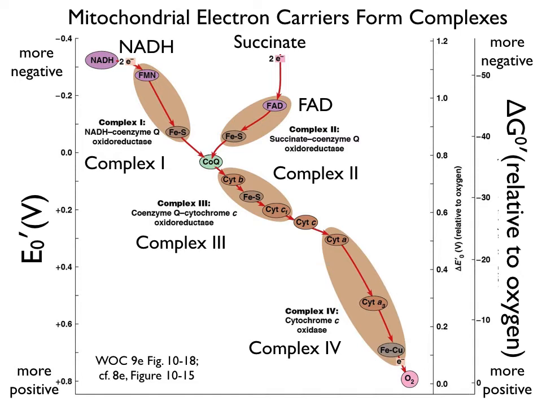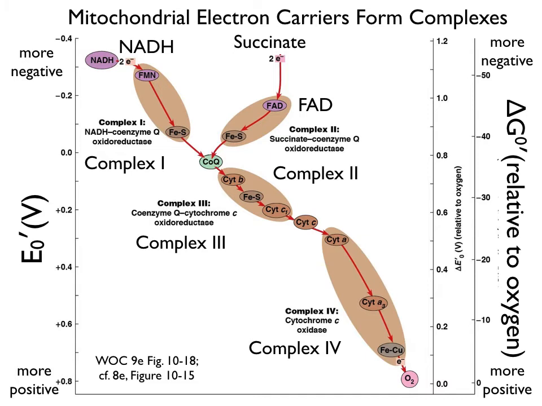So our friend NADH is up at the very top. It has the most negative electrode potential. And you can see then that it is part of one of the complexes in electron transport, complex number 1. NADH, given its standard electrode potential, is going to want to give up electrons, and it does so to a series of electron carriers in complex 1.